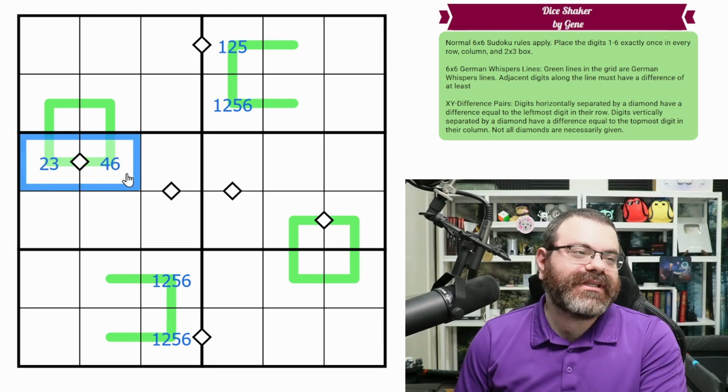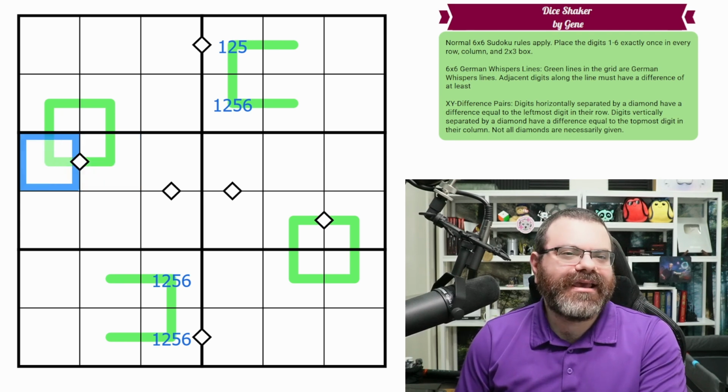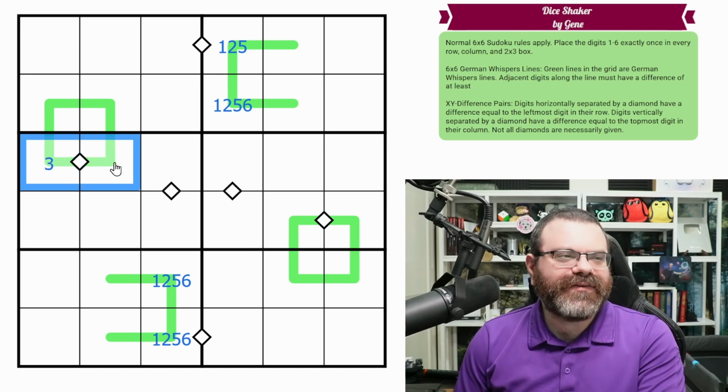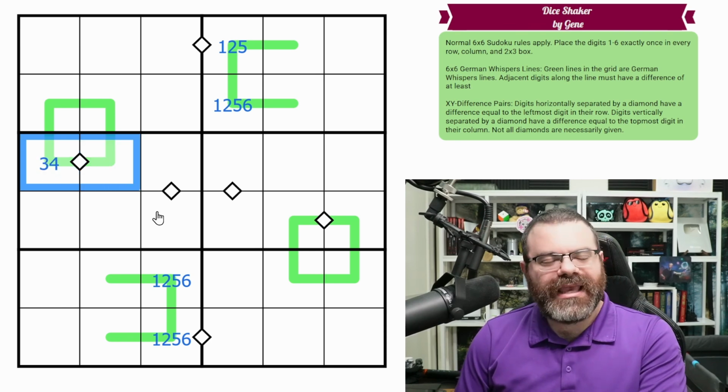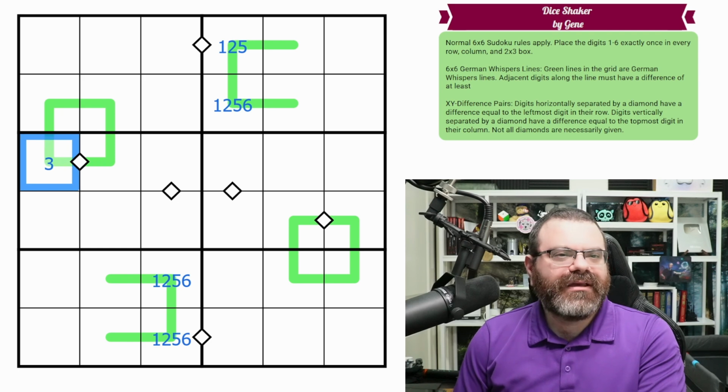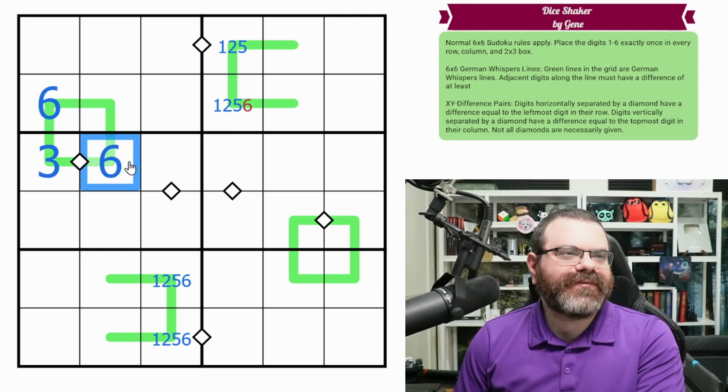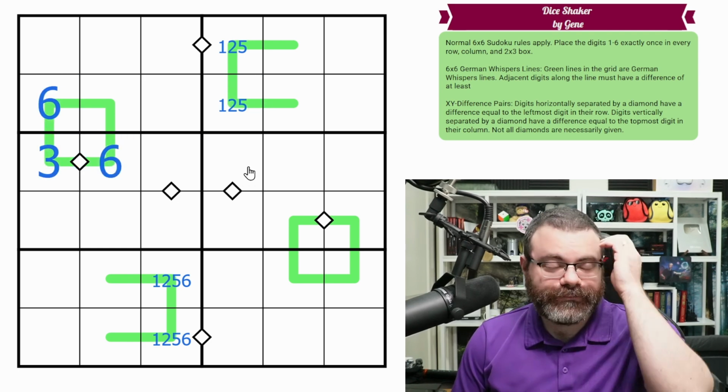All right, we have a difference of at least 3. That's actually easy to say. This needs to be at least 3, so that these have a difference of 3. But if it was a 4, we can't have a difference of 4. We'd have to do a 4, 8. So this is definitely 3, and that's double 6. Very nice. So that's not a 6 either.